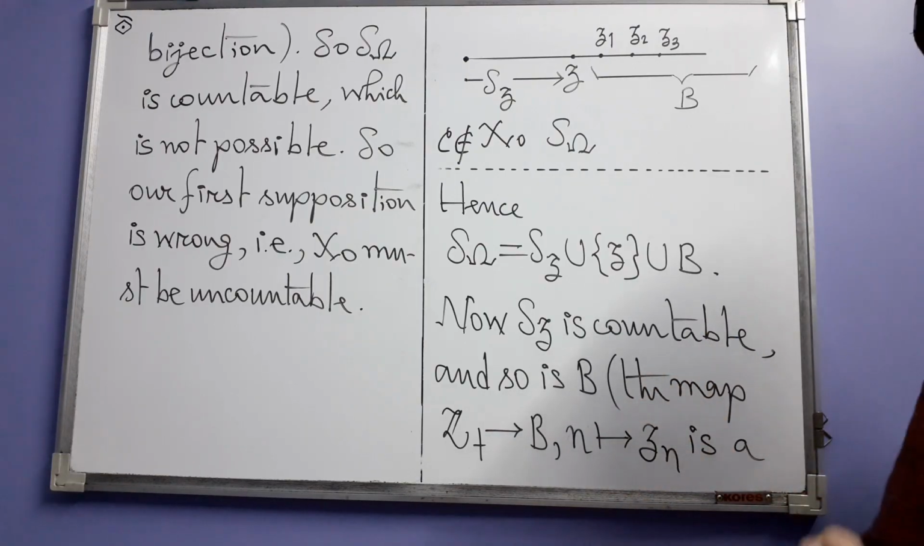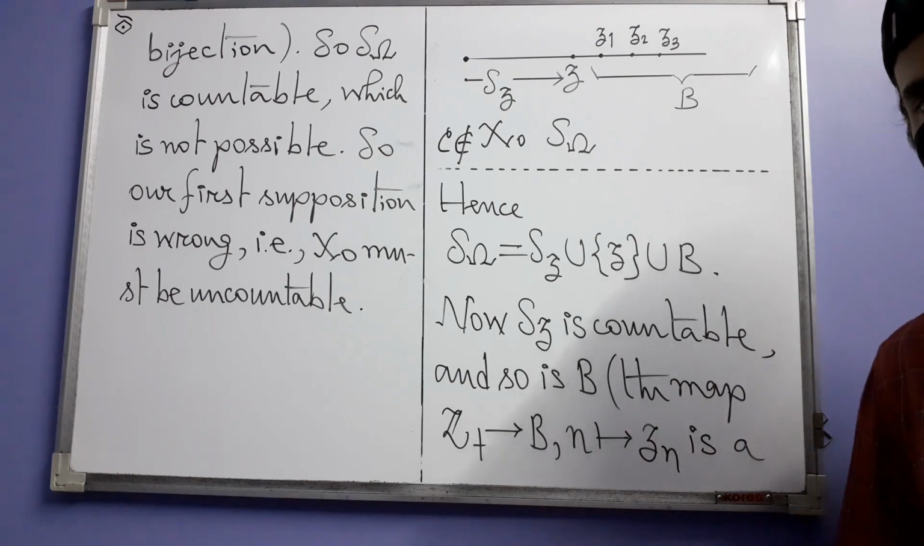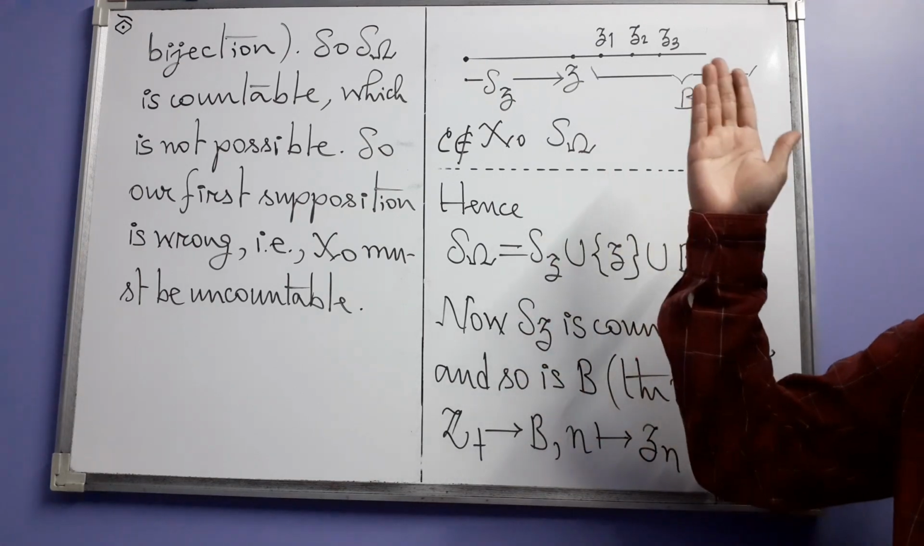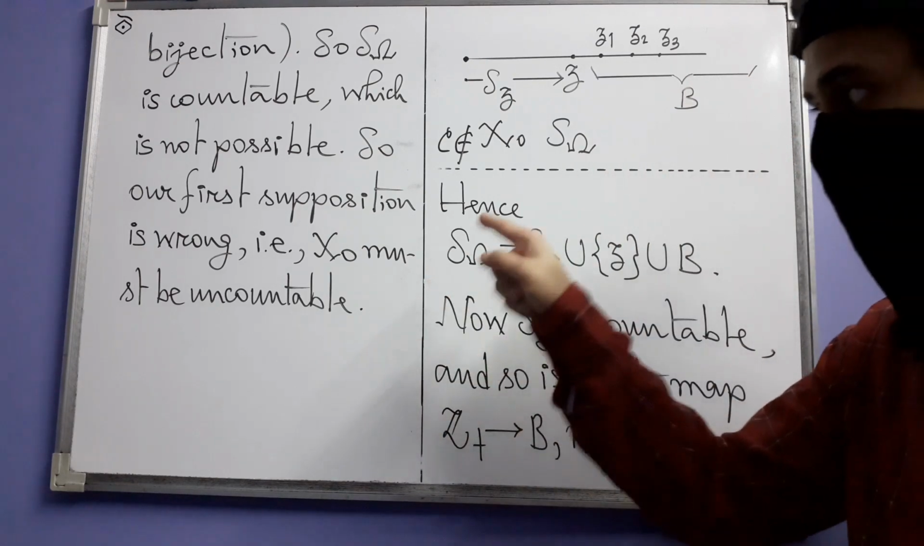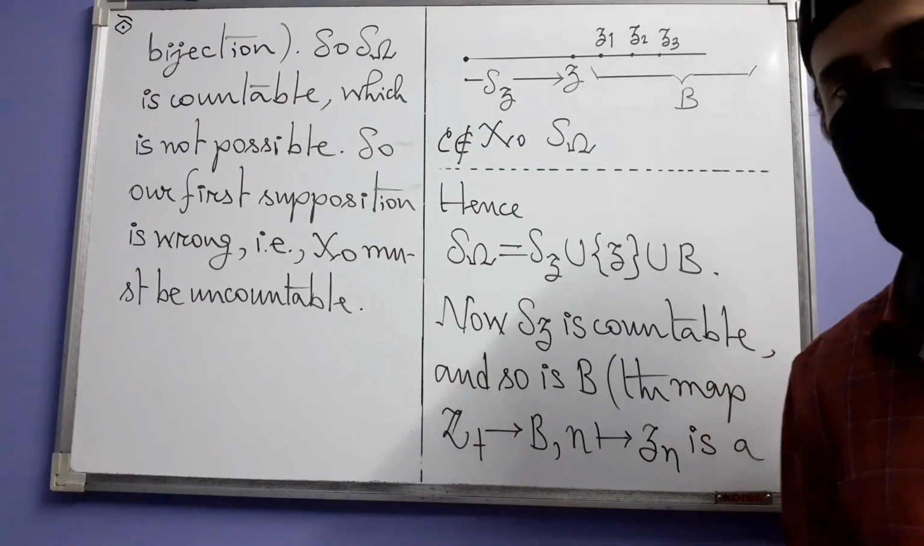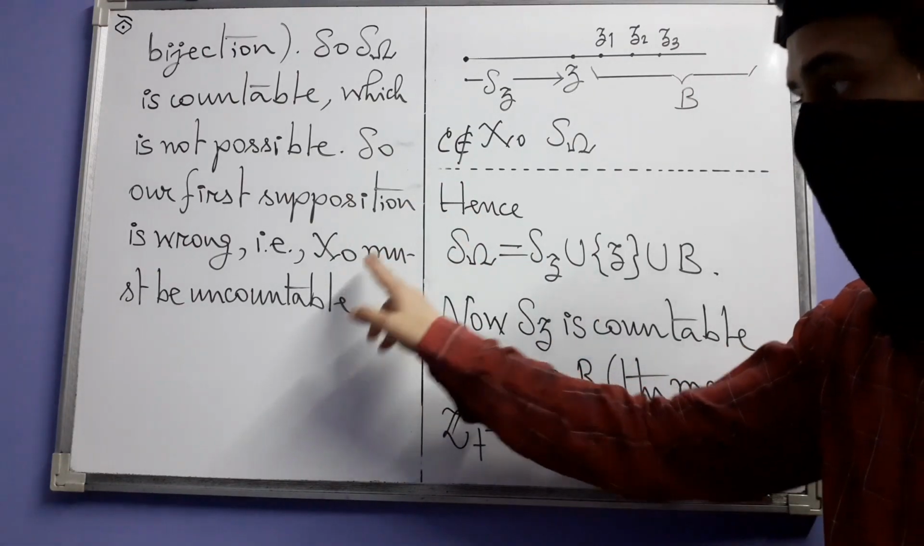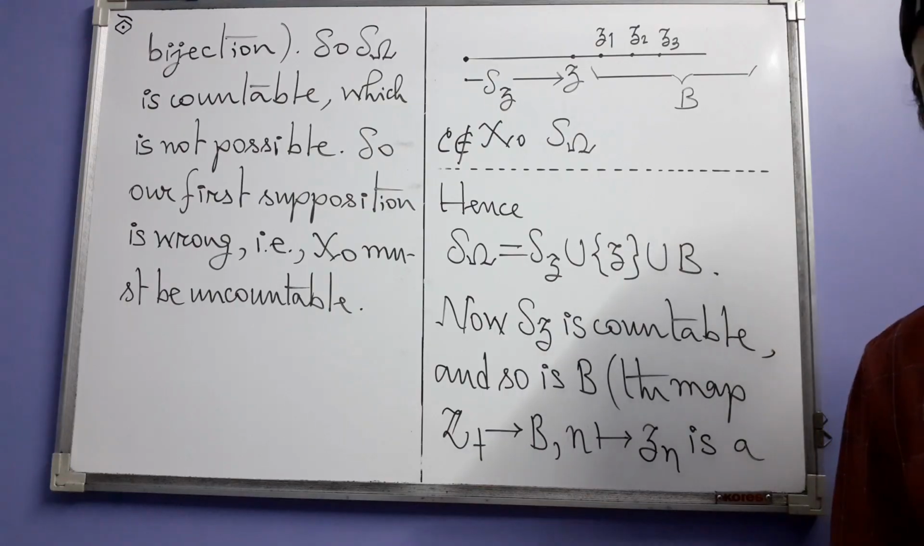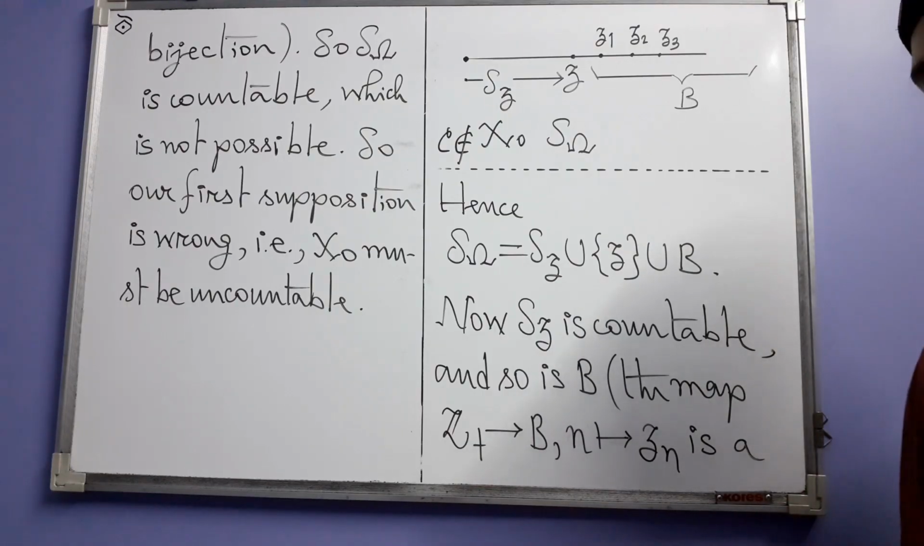But now we have run out of options completely. We have to admit that we were lying from the very beginning. And that is why the first supposition is wrong. And that's why x naught is uncountable. Okay, so that's the proof.